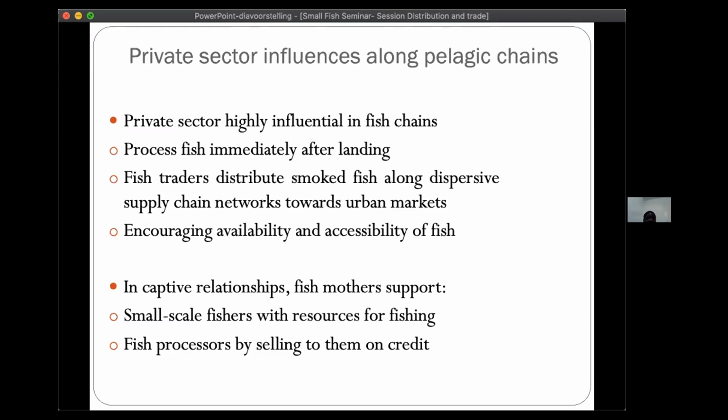And in captive relationships, the fish mothers support small-scale fishers with resources for fishing, and they also support other small-scale fish processors by supplying fish to them on credit. Next slide, please.